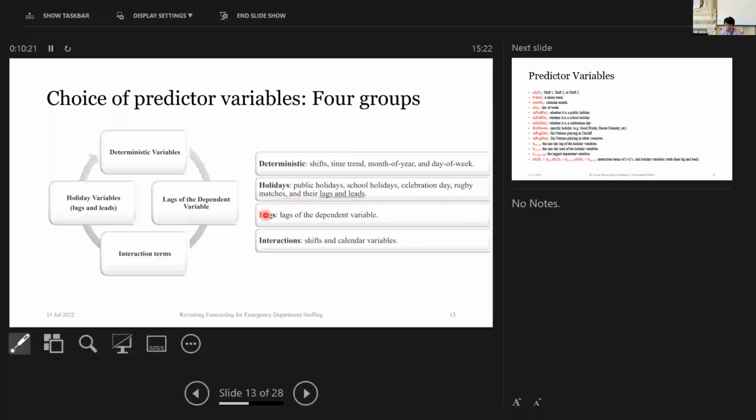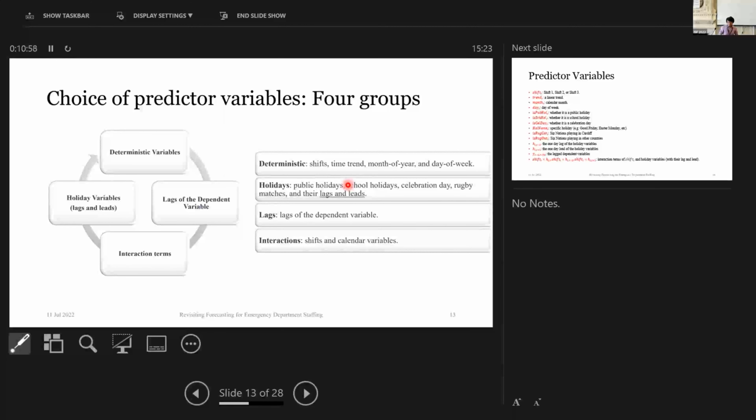The next category is the lags of the dependent variable. So the number of patients in the last shift plays an important role, and the number of patients in the previous day, in the previous week. So in this way, we capture some kind of seasonalities. The last thing is that we are going to do interactions. We are going to have the shift multiplied by calendar variables. So I'm going to make the shift, which is this guy, multiplied by all the variables in the second category.